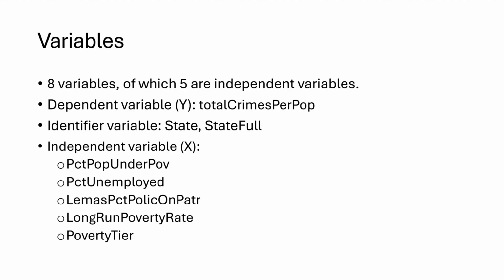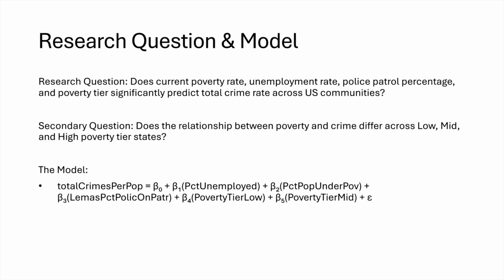Poverty tier, a grouping variable. It categorizes each state's poverty level into 3 tiers: low, medium, or high. The variable is categorical.